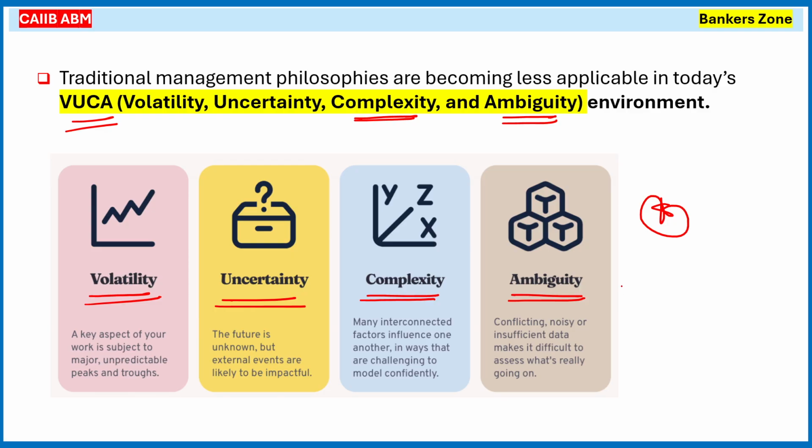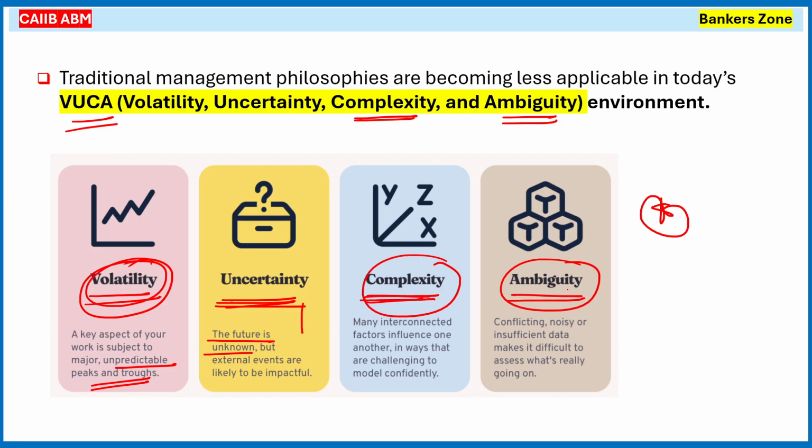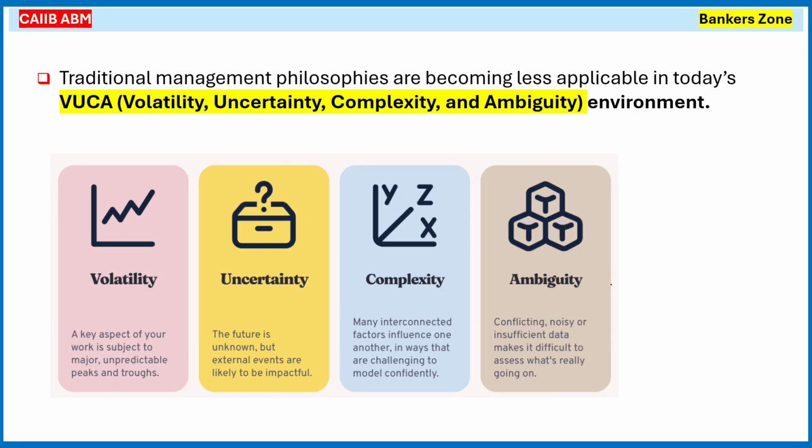It is very simple to understand the meaning. Volatility means nothing is stable. Currently, the key aspects of your work are subject to major and unacceptable peaks and drops, so your work is volatile. Uncertainty means the future is unknown. Complexity means too many factors are interconnected. Ambiguity means it is conflicting and noisy, unable to get the actual voice or clear data. So remember the full form, because in the previous exam they also asked it: V for volatility, U for uncertainty, C for complexity, and A for ambiguity.